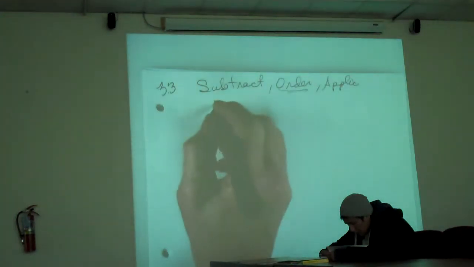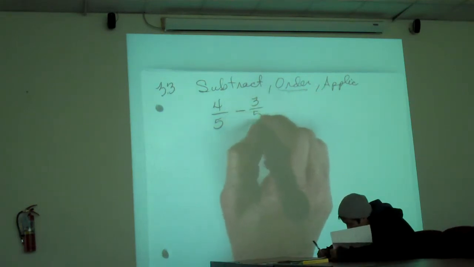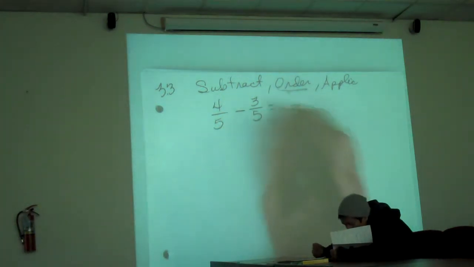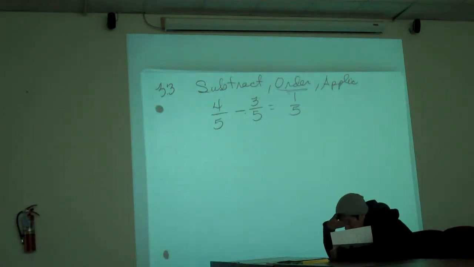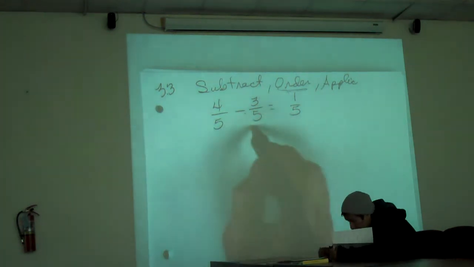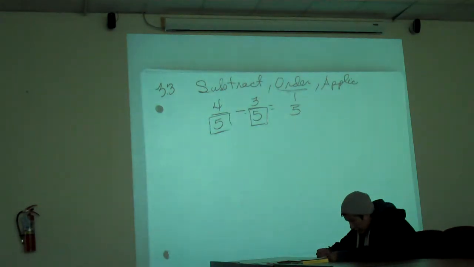If you have a fraction that has the same denominator, all you have to do is just work from there. Keep that denominator and do 4 minus 3. Okay? Before you start subtraction, you got to make sure you have a common denominator, just like adding. For adding and subtracting fractions, you need that common denominator. Okay? If you don't have it, then you need to get a common denominator.